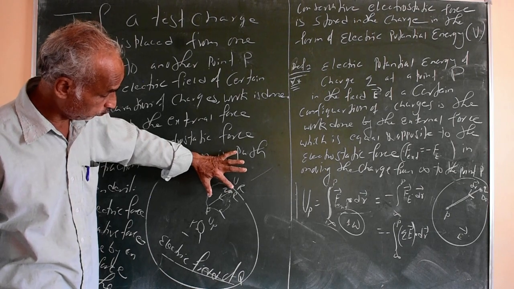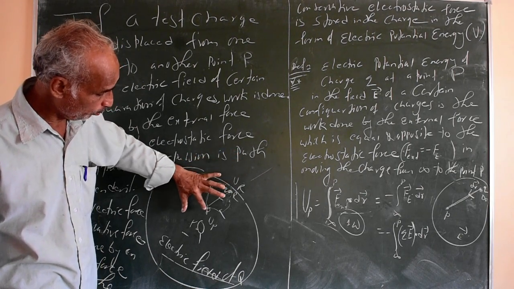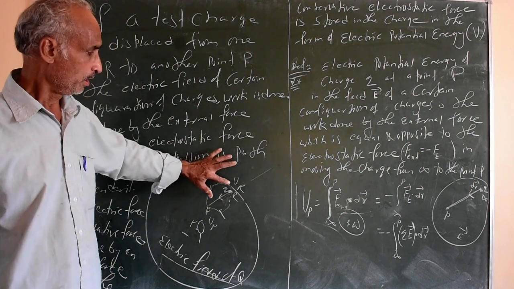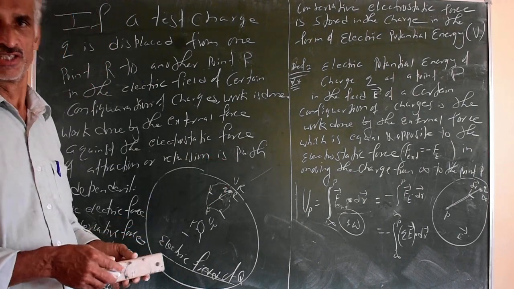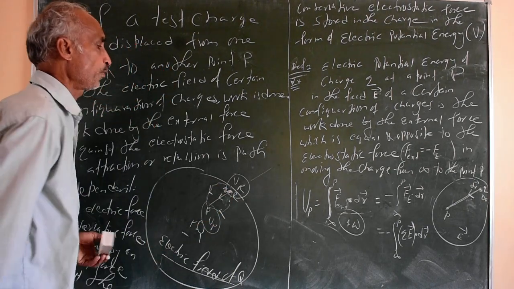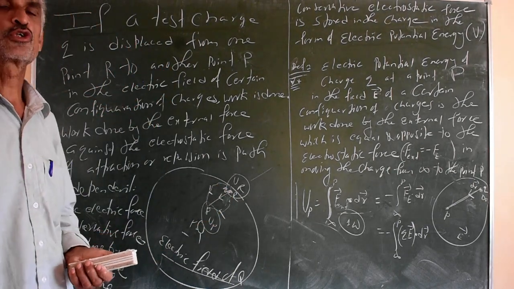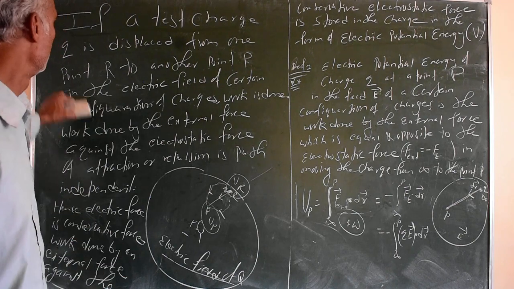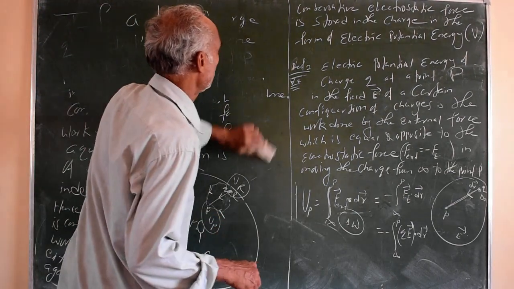As the charge is displaced from R to P, there is a potential energy difference. Here UR is there, UP is there. The potential energy difference is equal to UP minus UR.